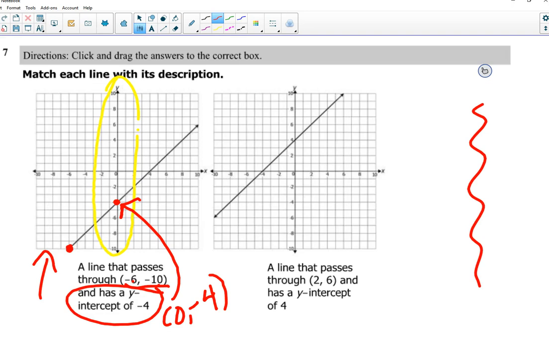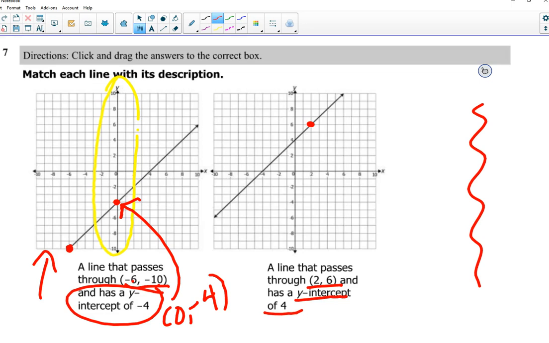Okay, let's look at the second one. It says it's at 2, 6. So make a point at 2, 6. You see how it hits it? So that was why that was the answer. And then where am I going to put a point for the y-intercept of 4?